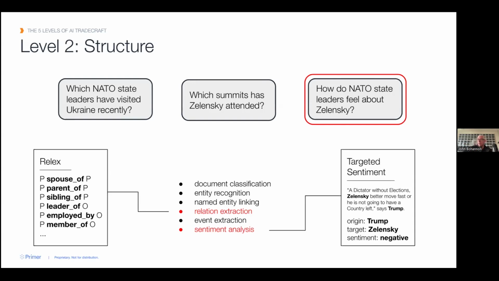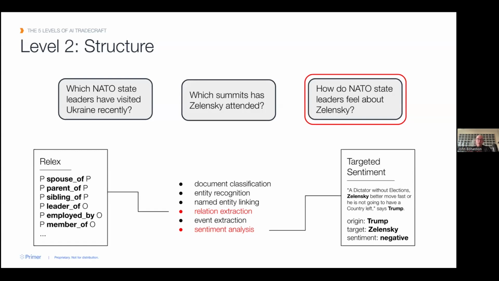So you've got a social media message from President Trump that says, "A dictator without elections. Zelensky better move faster. He's not going to have a country left." Sentiment analysis, particularly a more advanced version called targeted sentiment analysis, will be able to find that sentiment of type negative has been expressed from someone named Trump towards someone named Zelensky. Now imagine doing that at scale for every NATO leader. So you've got everything they've said in the news. So every quote from every NATO leader, everything they've said on social media.